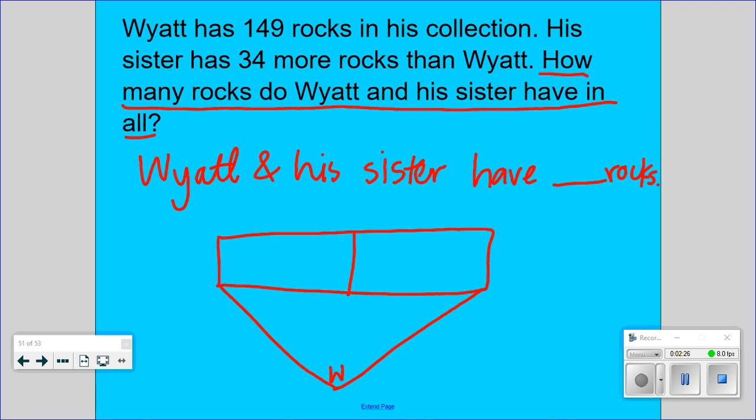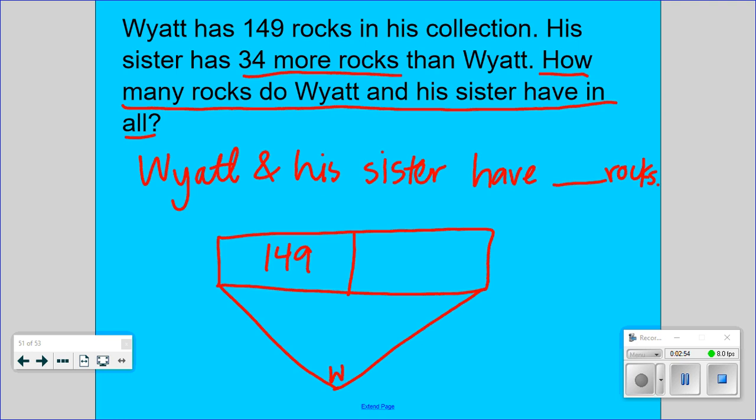Scarlett, how many rocks does Wyatt have? I have 149 rocks for Wyatt. Cool. His sister has 34, right? No. She has 34 more. She has 34 more rocks. Oh. Not, she has 34 rocks.